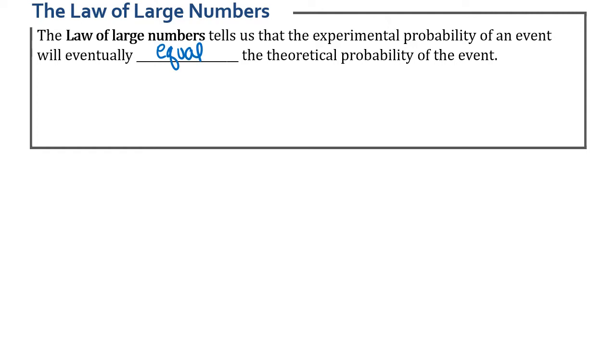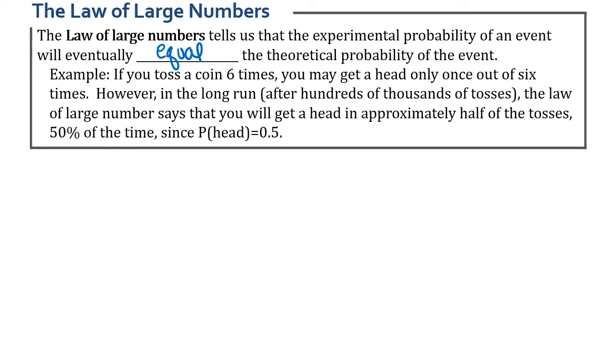In person, I love to do this thing where I have each student toss the coin 10 times and they have a different probability for heads. But then when we put all of the tosses that they got, so we have like 100 tosses we're looking at, they see that the probability of getting heads gets closer and closer to that 50% the more tosses that we make. So it's so similar to what I just said, but if you toss a coin 6 times, you can get heads only 1 out of the 6 times. However, in the long run, after hundreds of thousands of tosses, the law of large numbers says that you will get heads in approximately half of the tosses, 50% of the time.